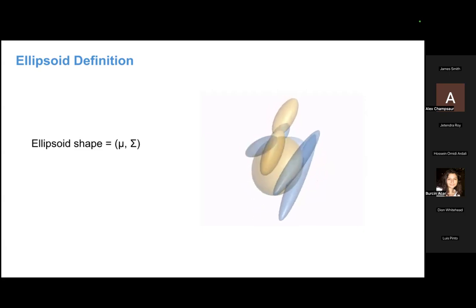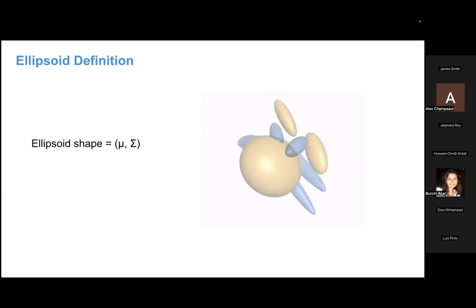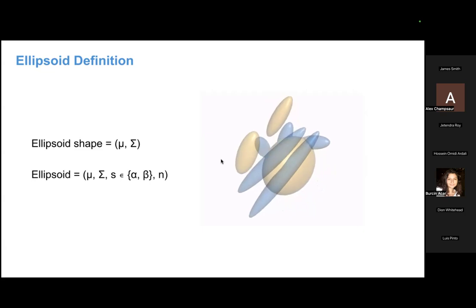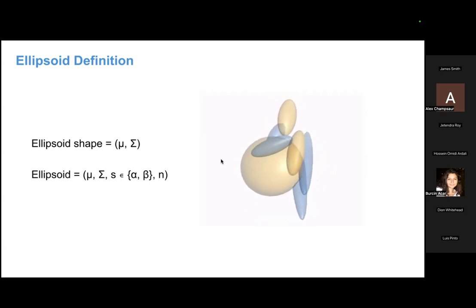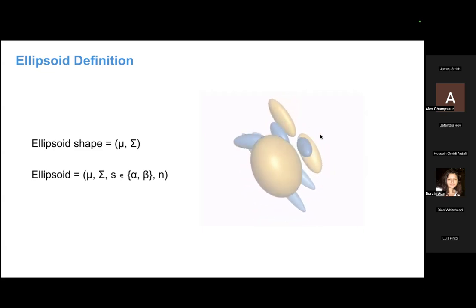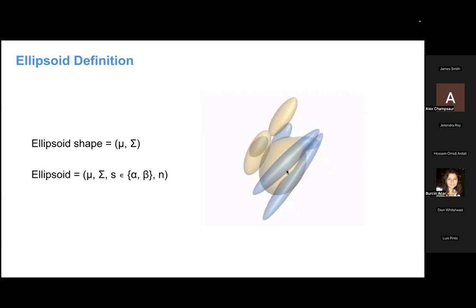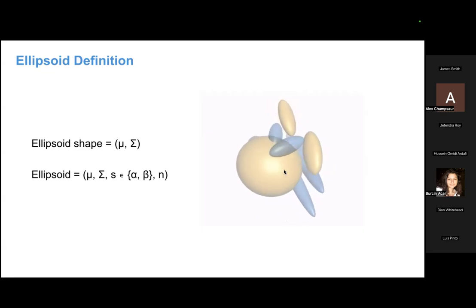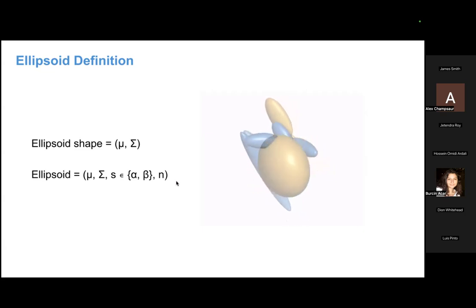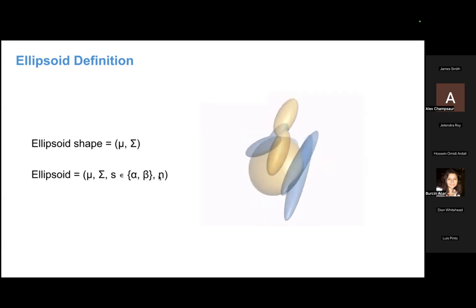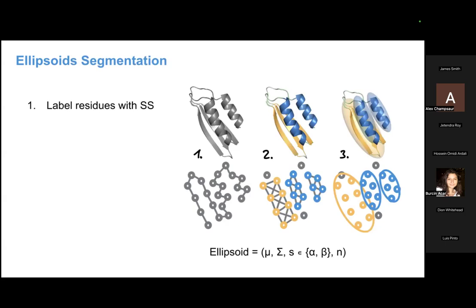Yeah, with some cutoff. And that is then the ellipsoid surface. Okay, but the ellipsoids actually also contain a secondary structure annotation, like a type. Is it yellow or blue here? Slash, is it secondary structure beta or alpha? And then it has a number of residues that belong to the ellipsoid. All right. But then how do we obtain such ellipsoids from a protein?